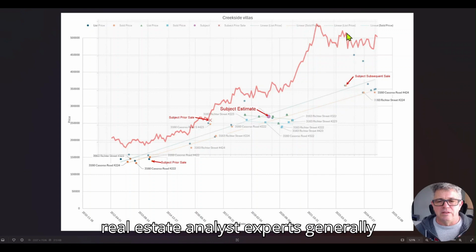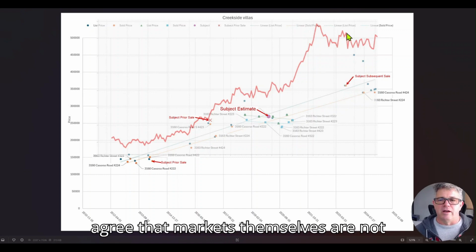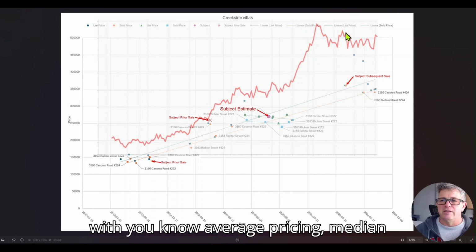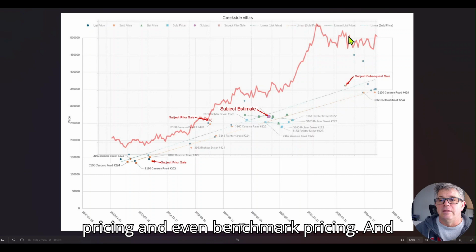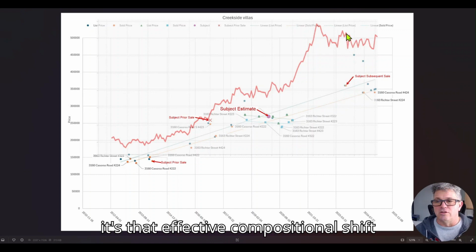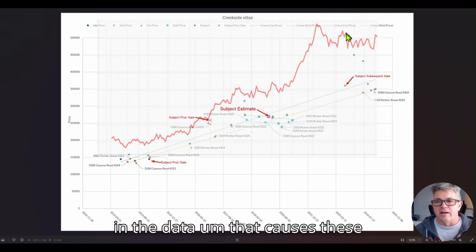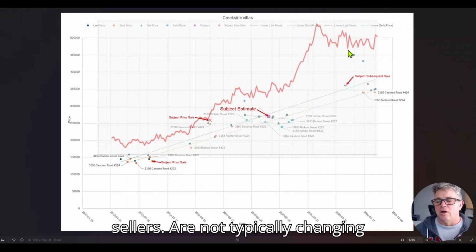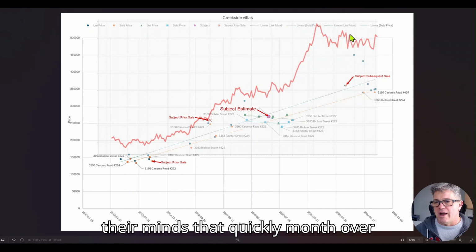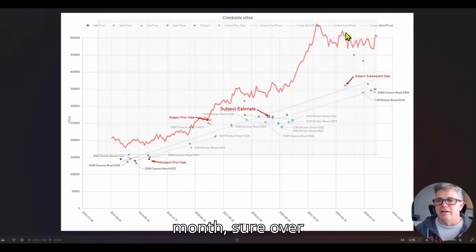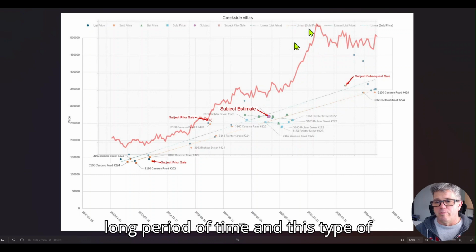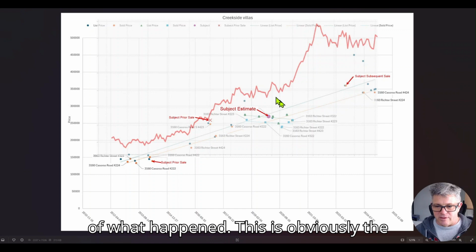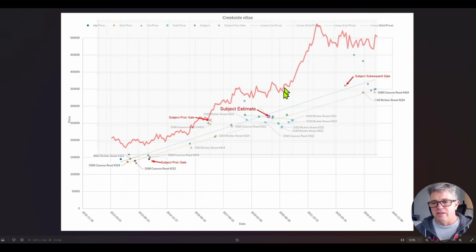Most real estate analyst experts generally agree that markets themselves are not shifting this quickly. This has to do with average pricing, median pricing, and even benchmark pricing. It's that effect of compositional shift in the data that causes these significant differences. Buyers and sellers are not typically changing their minds that quickly, month over month. Sure, over long periods of time, this type of shift gives some idea of what happened. This is obviously the pandemic shift here.